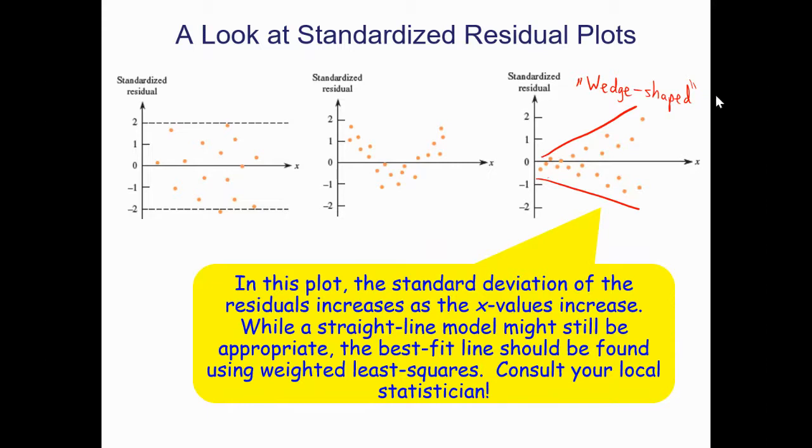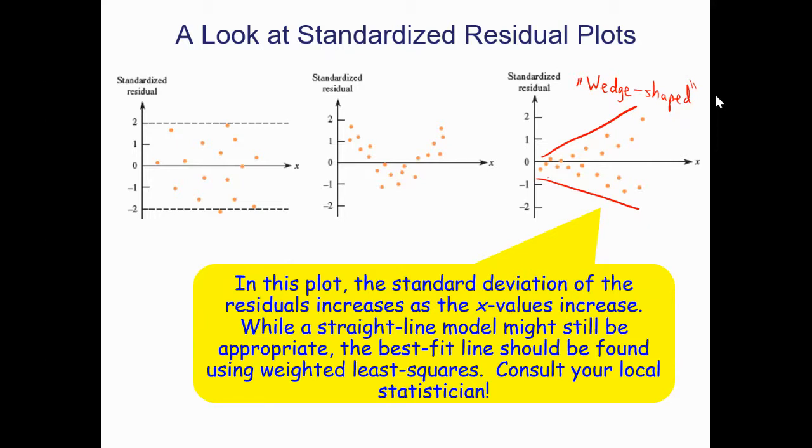In this plot, the standard deviation of the residuals increases as the x values increase. So a straight line model might still be appropriate, but we should use a weighted least squares line. That goes into too much depth, so we're not even going to go there. There's just something going on in the data. There's a wedge going on there.